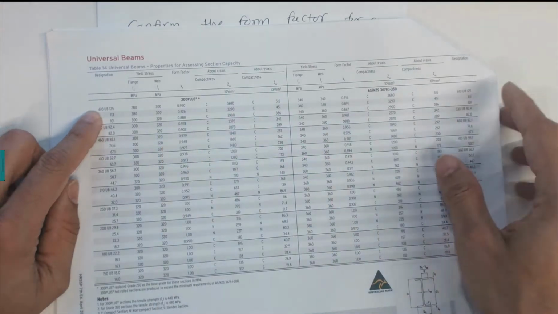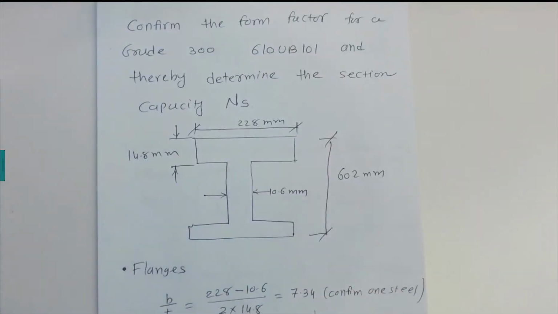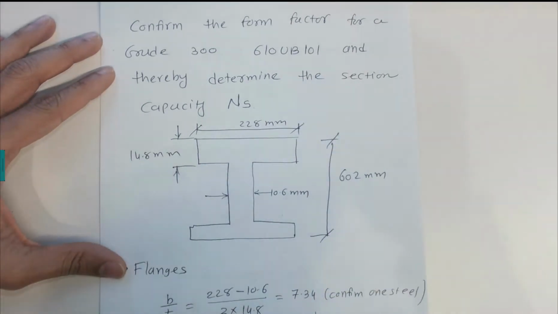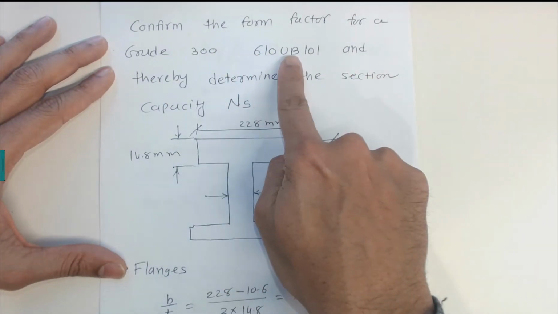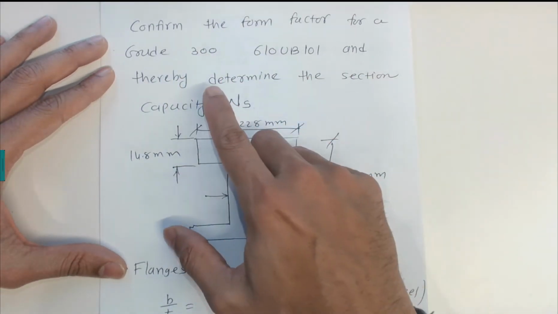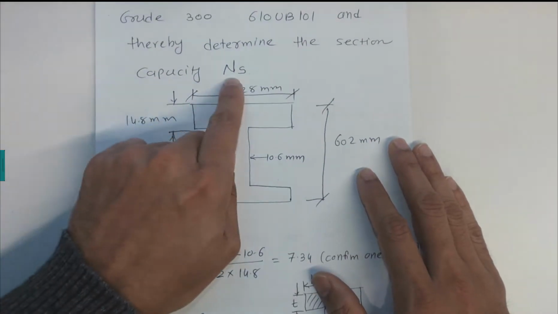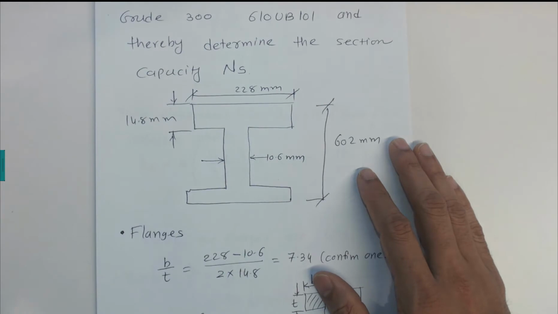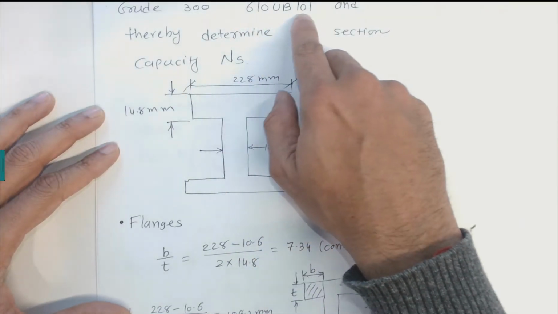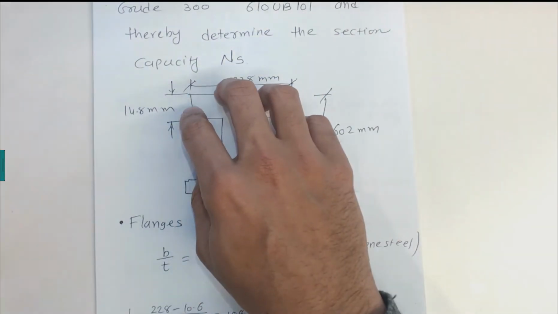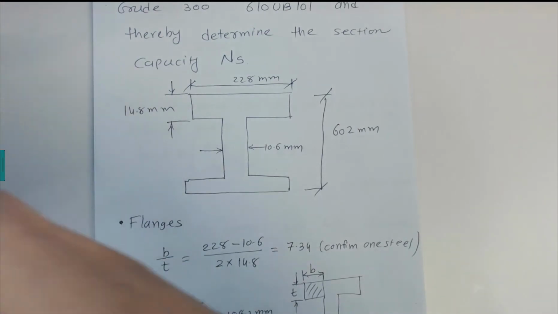So for that 0.888, we need to find, using the calculations, how this form factor comes, and verify that we should get 0.888, and thereby determine the section capacity. So we need to find the section capacity Ns in compression. Now for 610 UB 101, I extracted the information on page number 14.